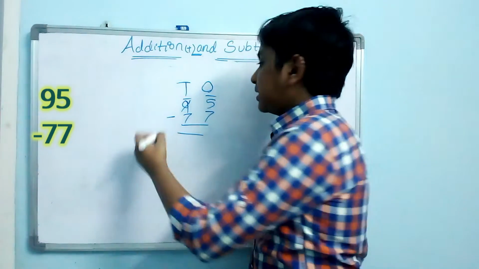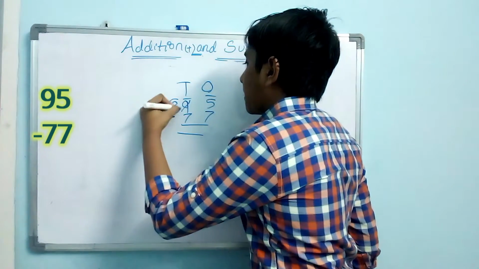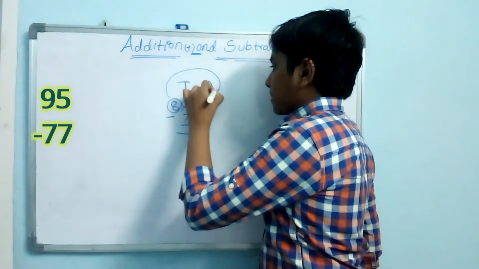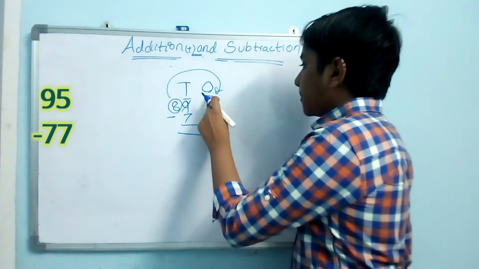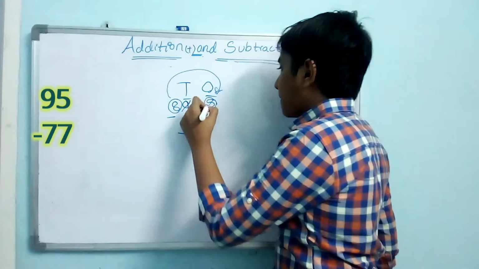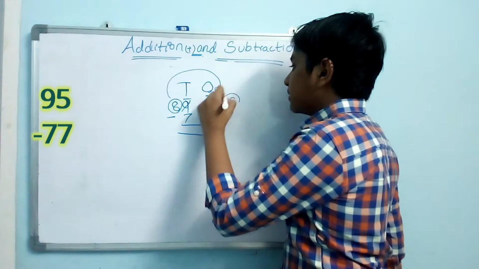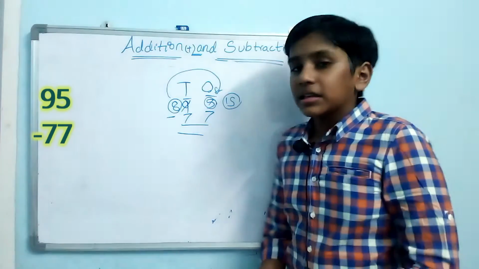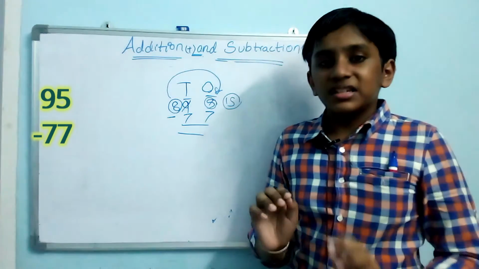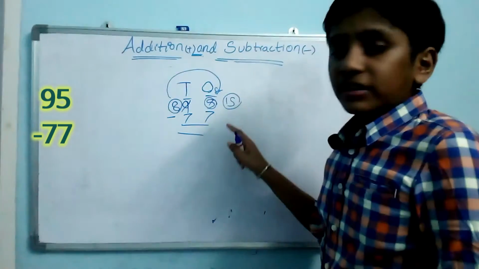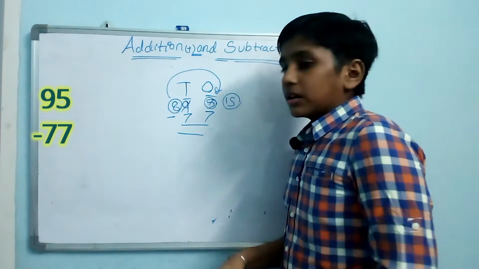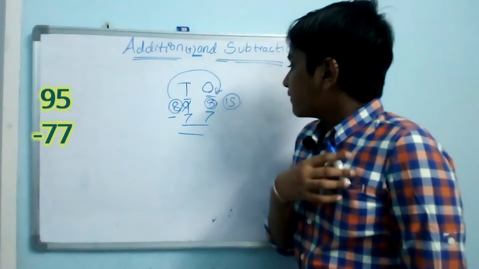The 9 tens becomes 8 tens because we borrowed 1/10. Now 5 became 15 because we borrowed 1/10 from the tens column. And my friends, if you remember, 1/10 is 10 ones. And my friends, 10 ones plus 5 ones is 15 ones. Now we can subtract 7 from 15.